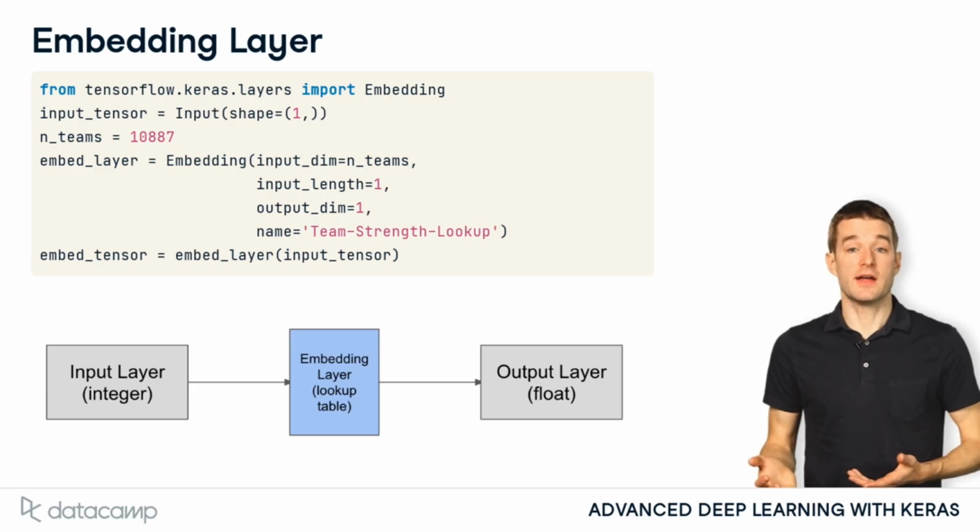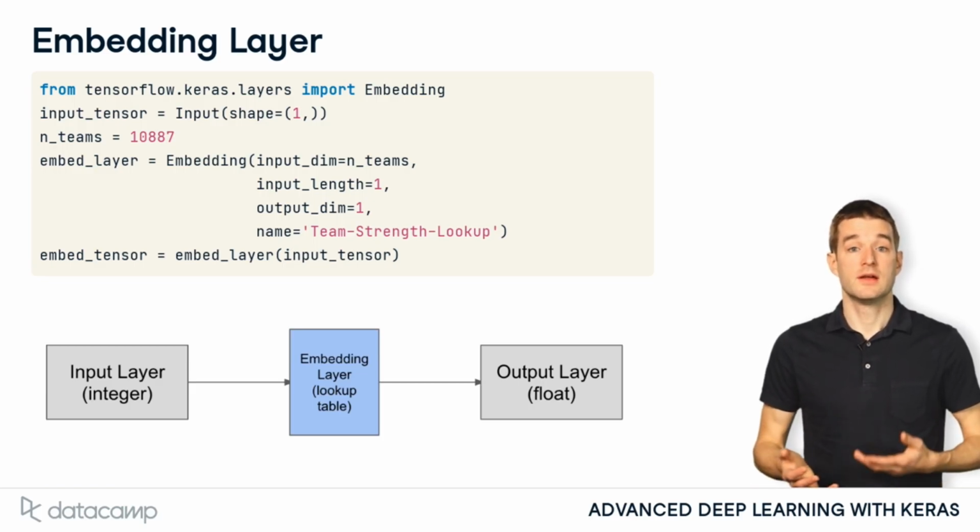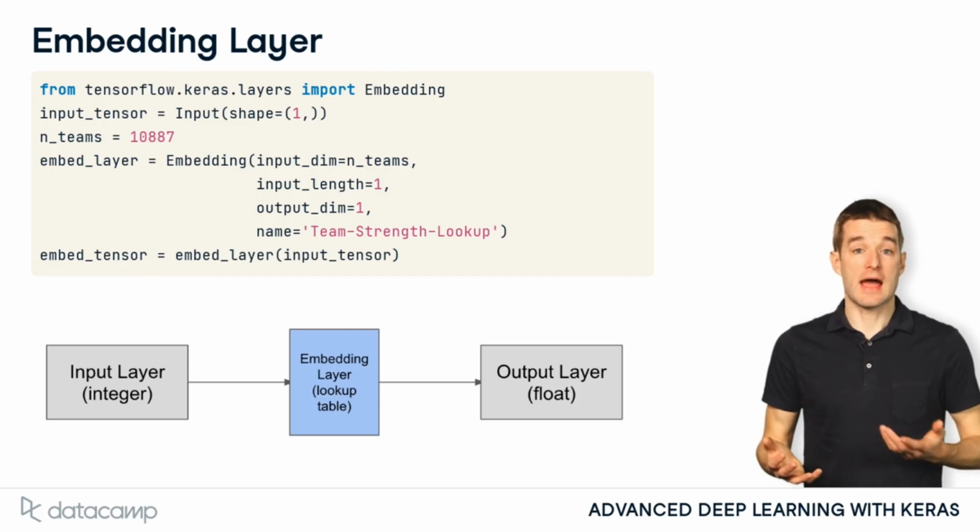To use the embedding layer, connect it to the tensor produced by the input layer. This will produce an embedding output tensor.